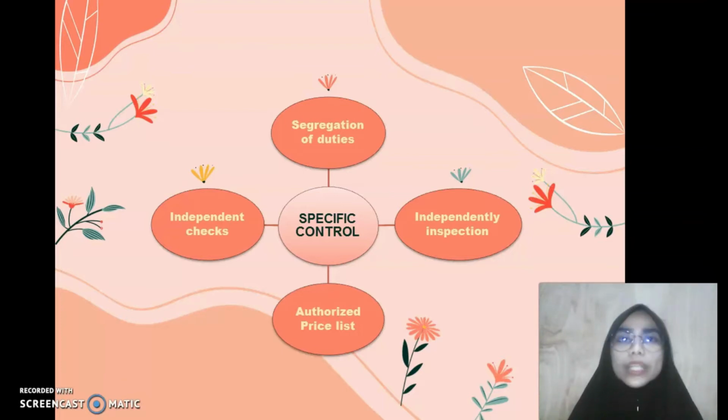The next one is the authorized price list. We use the authorized price list to determine the accurate value of sales. The last one is independent check. An independent check on the quantity of sales in the bill of lading against the corresponding sales invoice, and independent checks on the accuracy of the price calculated in the sales invoice.